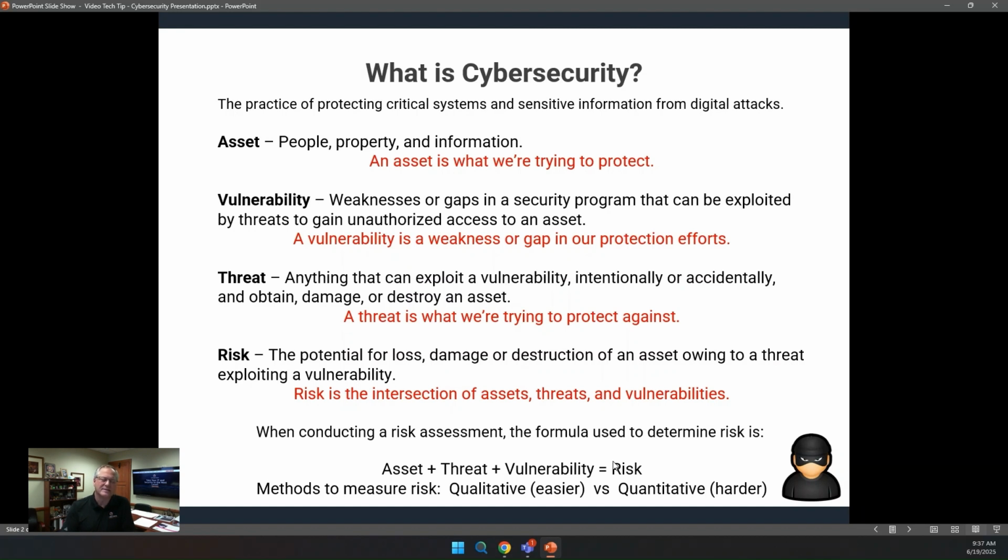So the risk is the intersection of assets, threats, and vulnerabilities. So those are the primary criteria: asset, vulnerability, threat equals risk. When conducting a risk assessment at KT Connections, the formula we use to determine risk is asset plus threat plus vulnerability equals risk. And you have a couple of different ways to measure that risk.